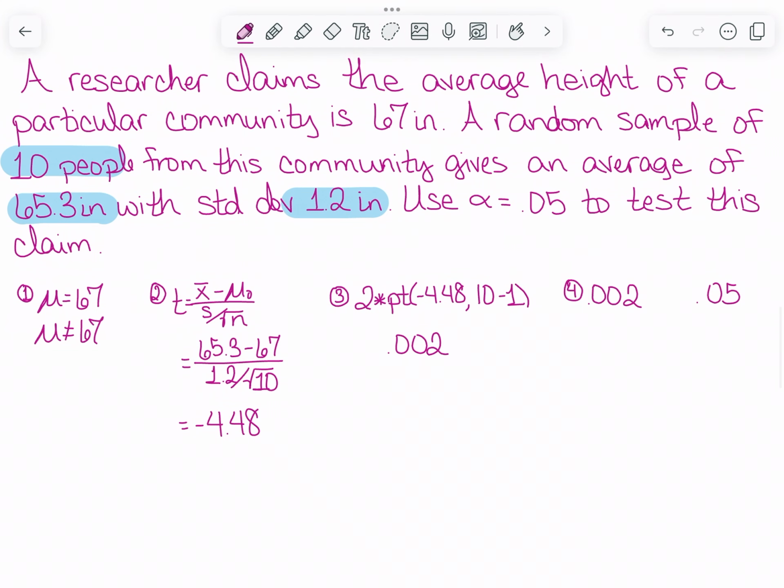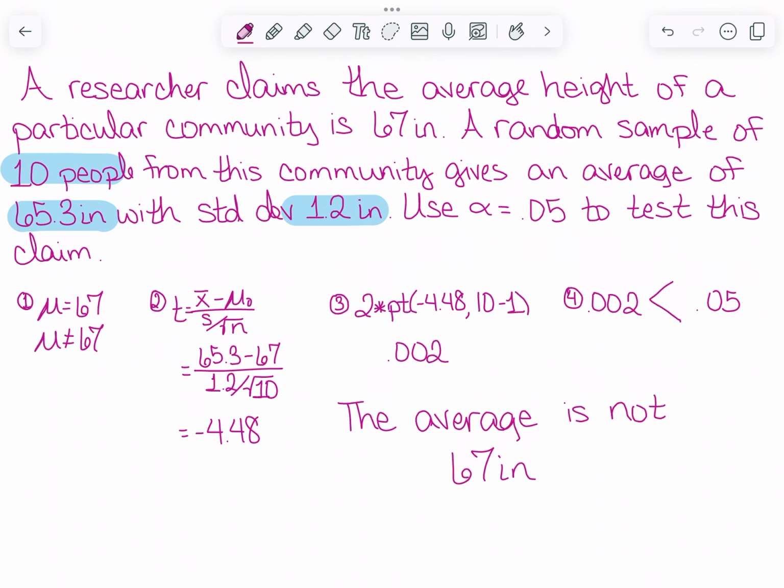Finally, I need to make my decision. I need to compare my p-value and my alpha value. In this case, I can see that the p-value is smaller. That means that H0 is false. In other words, the average is not 67 inches for this particular community.